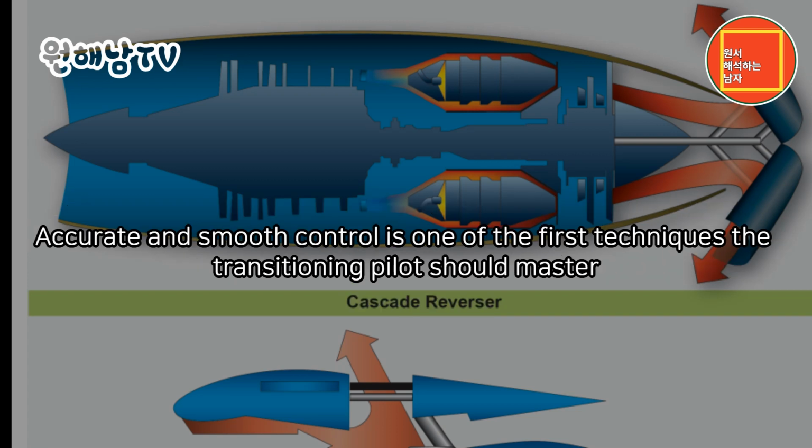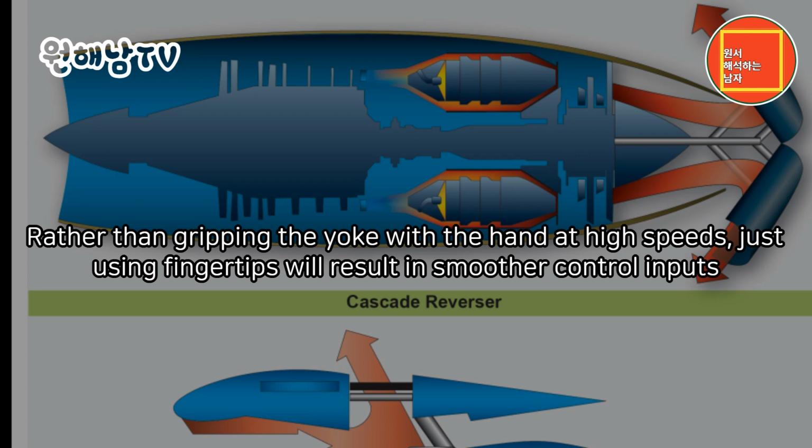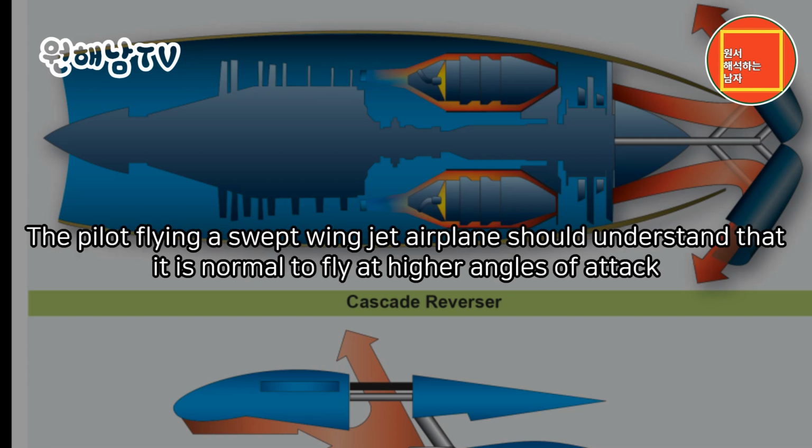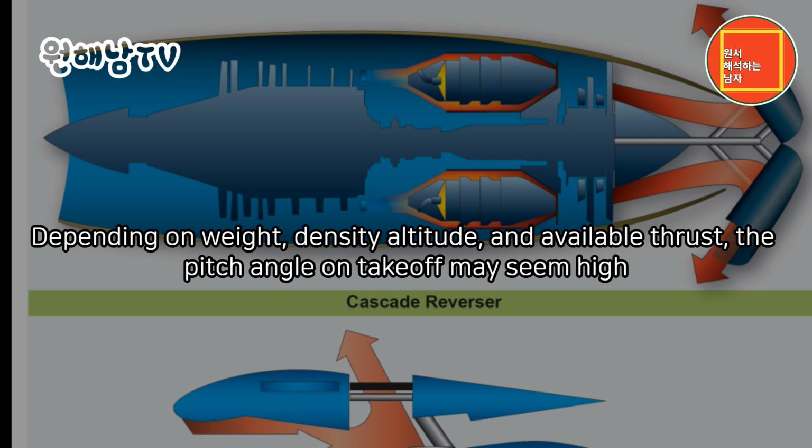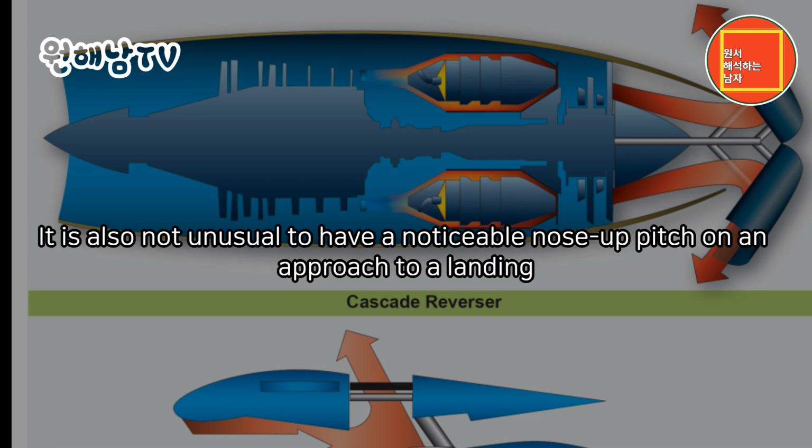Accurate and smooth control is one of the first techniques the transitioning pilot should master. Rather than gripping the yoke with the hand at high speeds, just using fingertips will result in smoother control inputs. The pilot flying a swept-wing jet airplane should understand that it is normal to fly at higher angles of attack. Depending on weight, density, altitude, and available thrust, the pitch angle on takeoff may seem high. It is also not unusual to have a noticeable nose-up pitch on an approach to a landing.